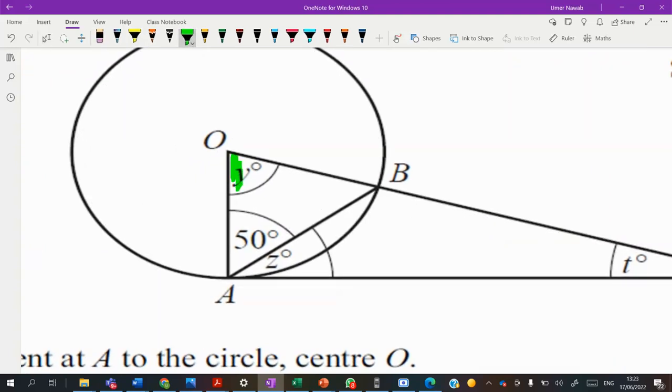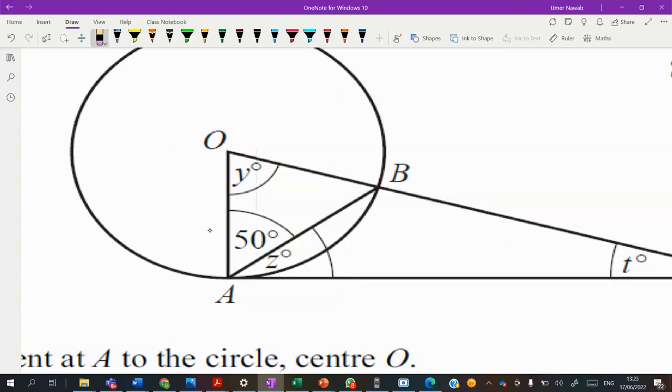Which one I'm talking about? This triangle is an isosceles. What's the reason behind it? The reason is OA and OB, they are the radius. And in a circle, the radius is a fixed thing. It cannot be changed. So they will be same. So OA is equal to OB. So then I can say that OAB is an isosceles triangle.